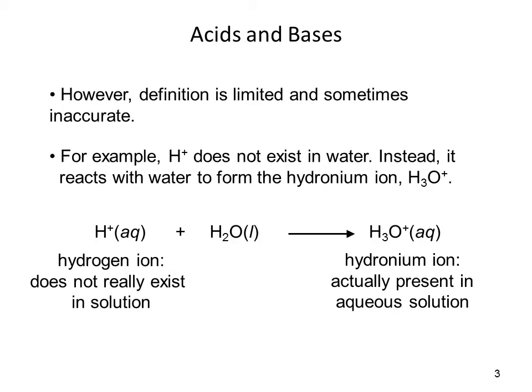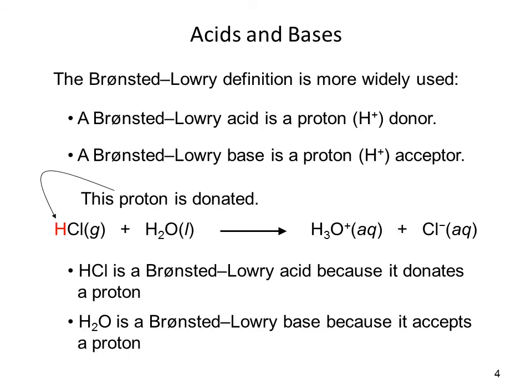The definition is limited, though, and sometimes it is inaccurate. For instance, hydrogen ion doesn't exist in water. Instead, it reacts with the water to form the hydronium ion. If you look in this picture, you can see that the hydrogen ion, or what we call a proton, will attach to a water molecule and make this new ion with 3 hydrogens attached to an oxygen and a positive charge on the oxygen. This is what's really present in water rather than a proton. No naked proton exists in water.